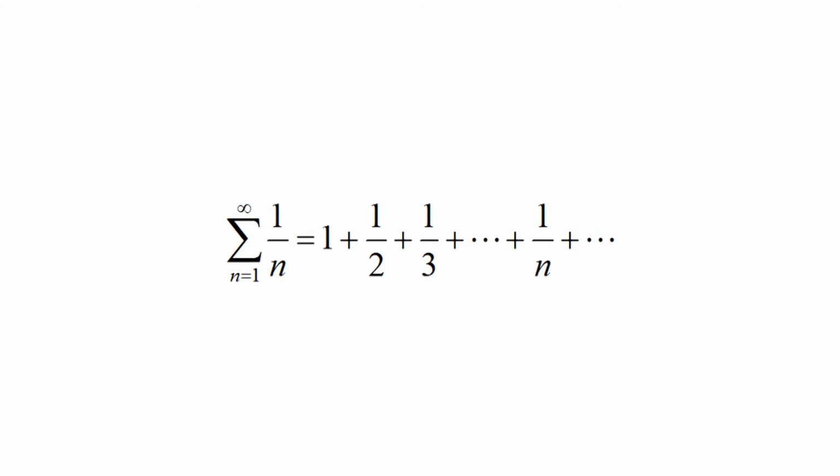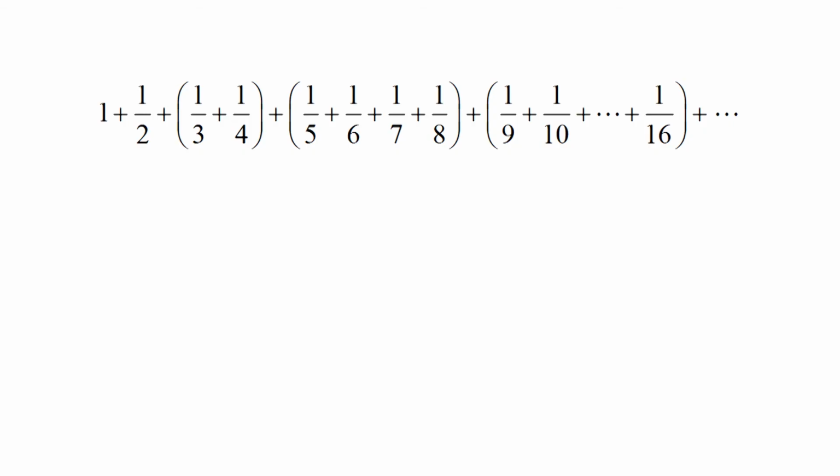The harmonic series. Theorem 1. The series summation 1 upon n from 1 to infinity equal to 1 plus 1 upon 2 plus 1 upon 3 plus etc. plus 1 upon n plus etc., called the harmonic series, diverges. Now we give a proof. A simple proof will be given in a later session.